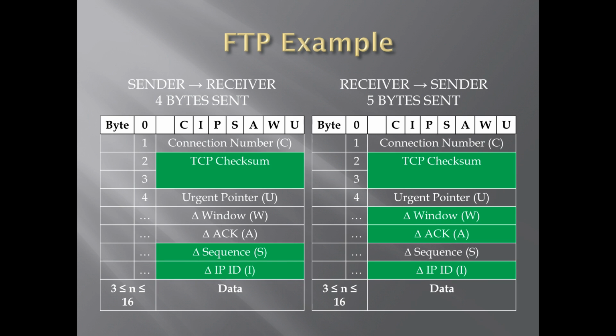Here's an example of an FTP example. In the case where the sender sends to the receiver, only 4 bytes are sent. They consist of the 2-byte TCP checksum, the difference in the sequence number, and the difference in the IP ID. On the other side, when the receiver sends back to the sender, 5 bytes are sent. These include the 2-byte TCP checksum, the change in the window, the change in the acknowledgement, and the change in the IP ID. The remaining data is not sent.